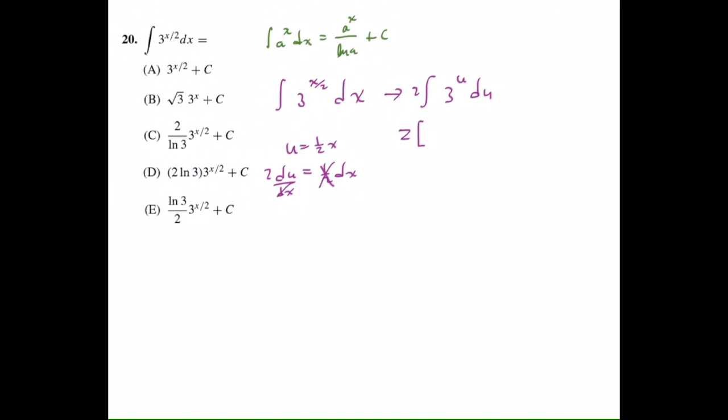Let's see what we get. We get 3 to the u divided by natural log of 3, and then we're going to go plus c. Multiply both of these by 2, so we get 2 times 3 to the u power divided by natural log of 3. And then when I multiply 2 times c, we just get another c. So it doesn't matter. We don't say 2c.